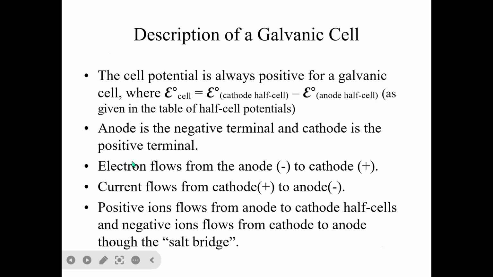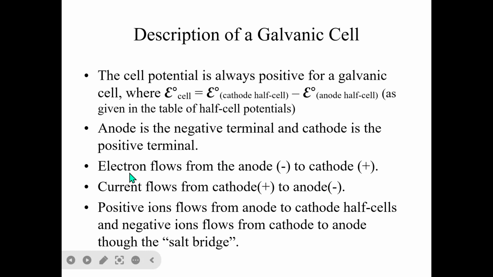a description of a galvanic cell that we should not forget. First, the cell potential is always positive for galvanic cells. The cell potential is equal to epsilon naught of the cathode half cell minus the epsilon naught of the anode half cell. And anode is the negative terminal while cathode is the positive terminal. So we should understand that anode is negative and then cathode is positive.